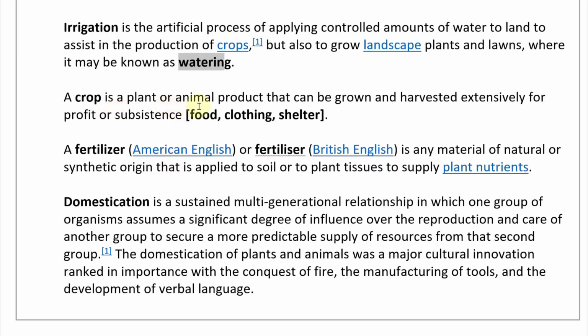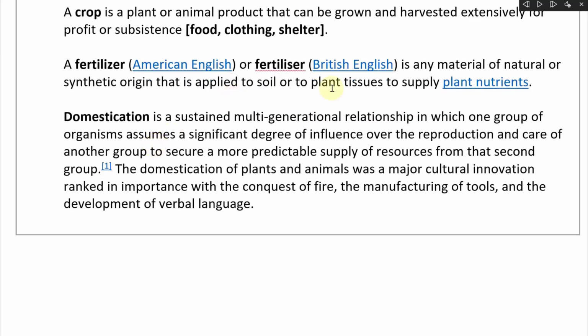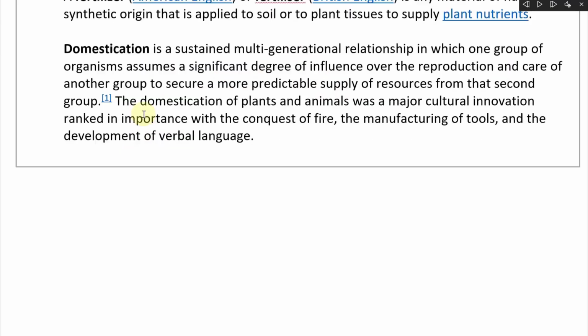Anyways, a crop is a plant or animal product that can be grown and harvested extensively for profit or subsistence. Let's see the pronunciation here. Subsistence. Yeah, so subsistence, such as food, clothing, shelter, etc. A fertilizer, from American English, or fertiliser with an S in British English, is any material of natural or synthetic origin that is applied to soil or to plant tissues to supply plant nutrients. Yeah, so basically adding nutrients to the soil or to plant tissues. And it's any material, it could be synthetic or not, etc.